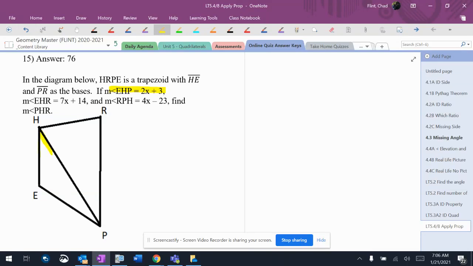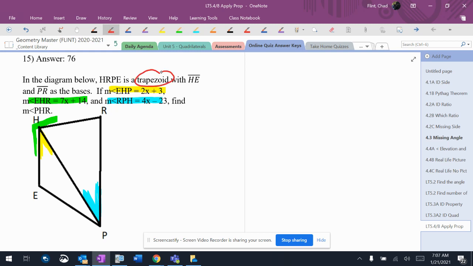In this picture, I have EHP, which is right there. I have EHR, which is right there. And I have RPH, which is right there. So that's what I have.